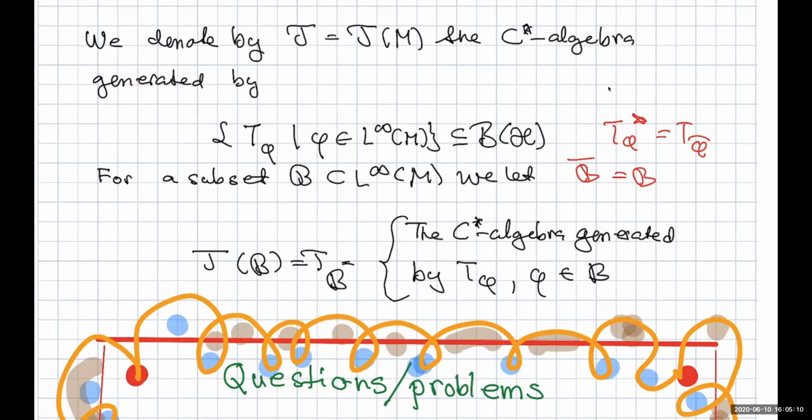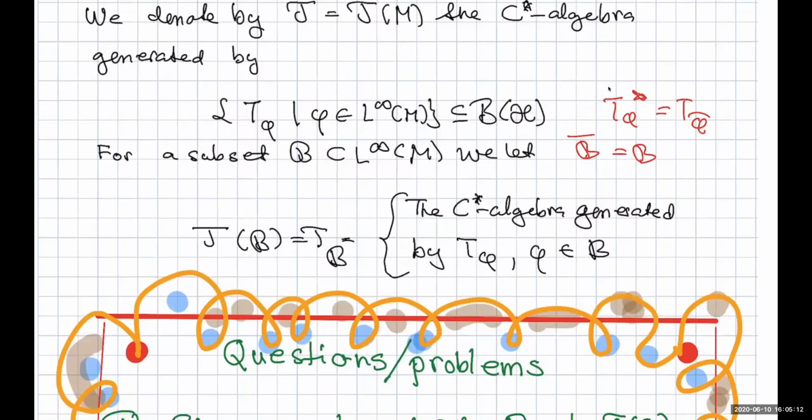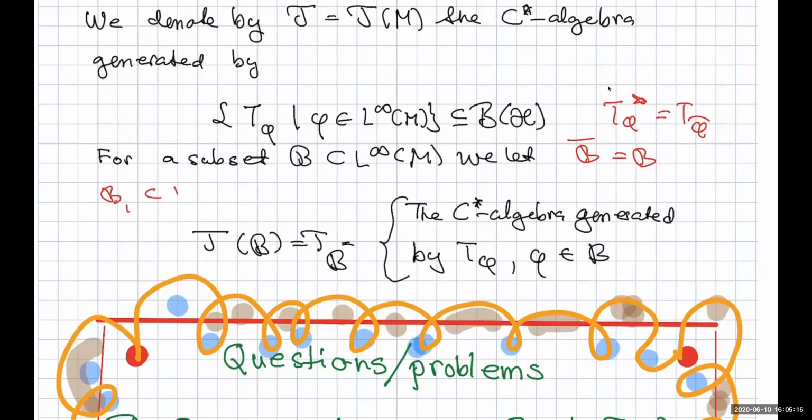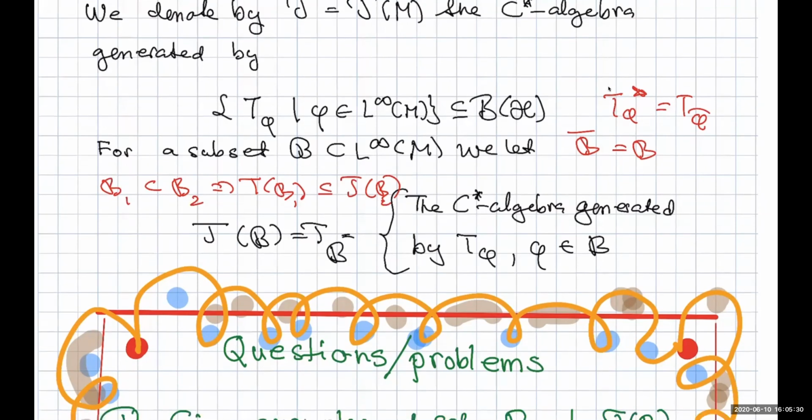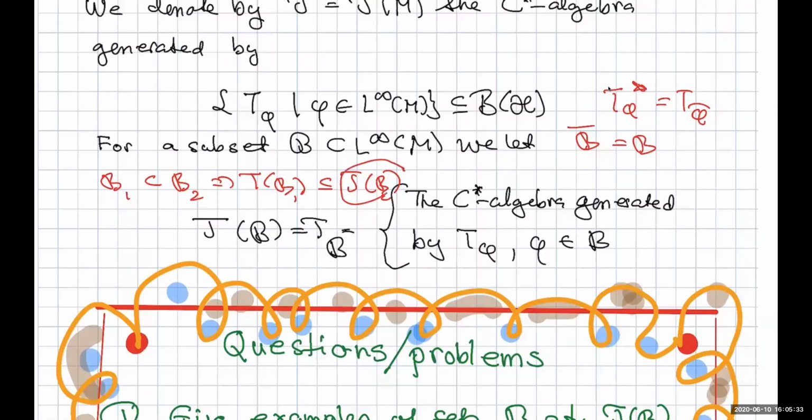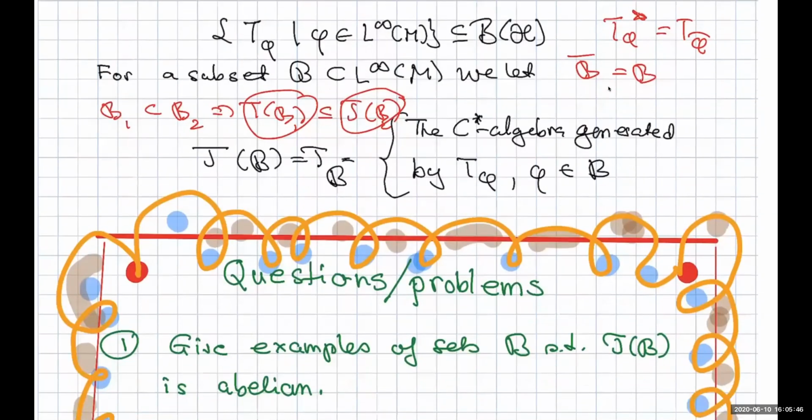And one thing that one should remember is if you have B1 a subset of B2, then T of B1 is clearly a subalgebra of T of B2, okay? What we will be interested in are abelian ones. So if this one here is abelian, then the smaller one is definitely also abelian. Okay? May I ask a quick question?